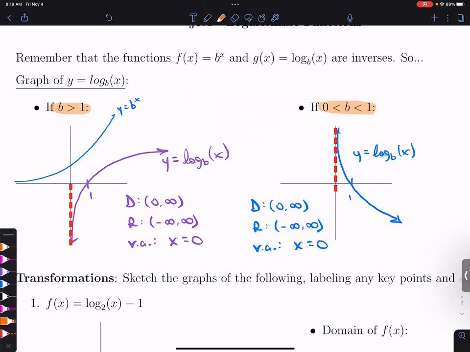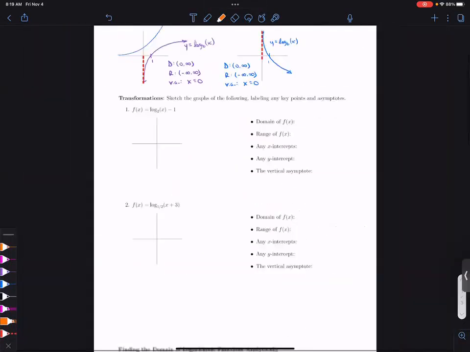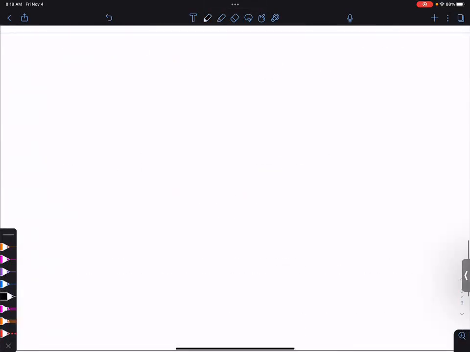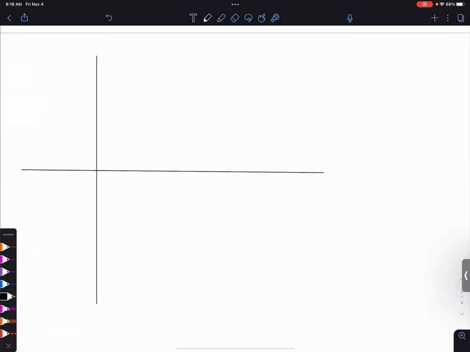So log graphs are exponential, but on their side, basically, right? Flipped over. That's it. If we have a particular base, like say the base is 2 maybe, all right, let's try sketching one of these by hand, just to get a feel for what's going to happen.